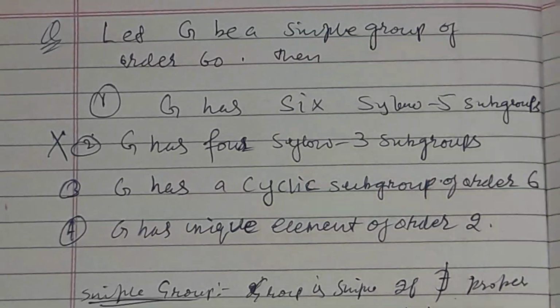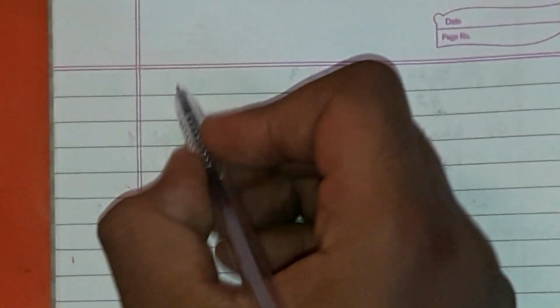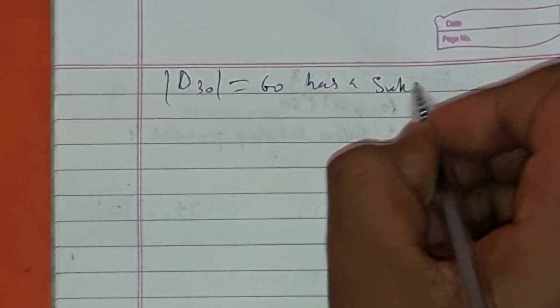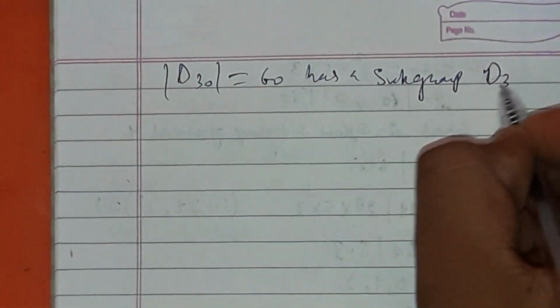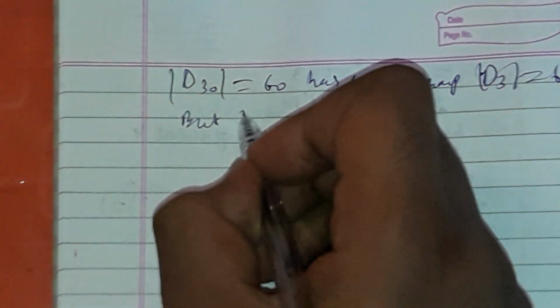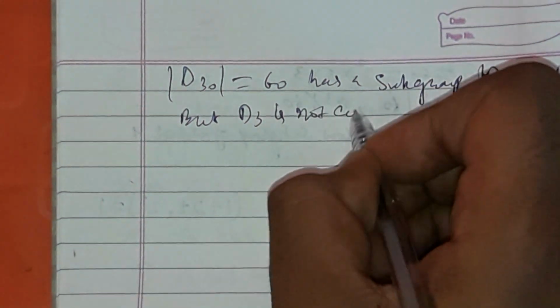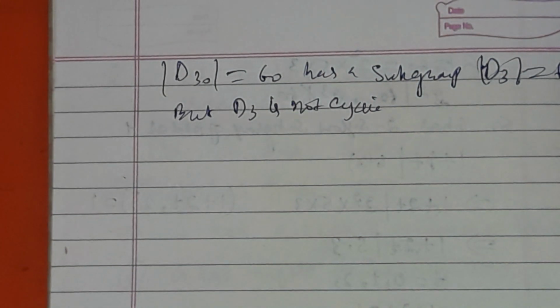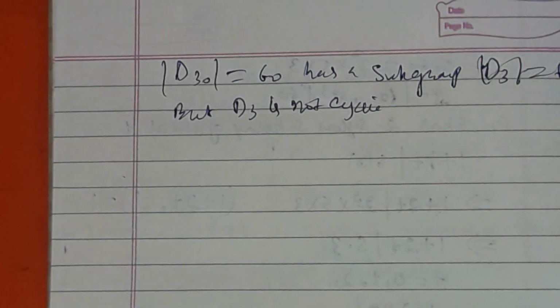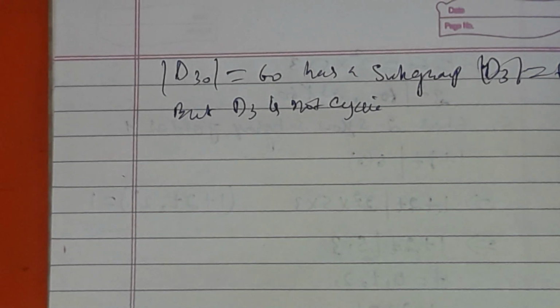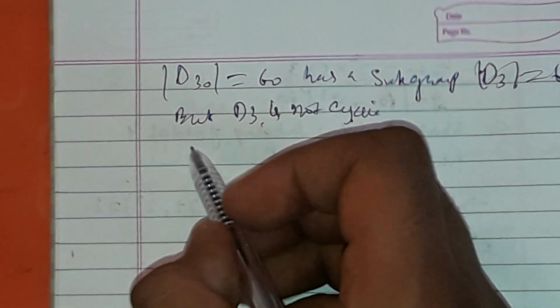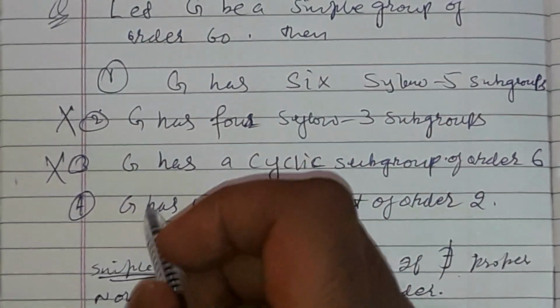So D30, whose order is 60, has a subgroup D3, whose order is 6, but D3 is not cyclic. Forget cyclic, it is not even abelian. Cyclic is another thing. So D3 is not cyclic, so the third option is also false.